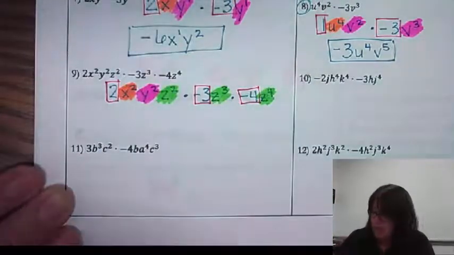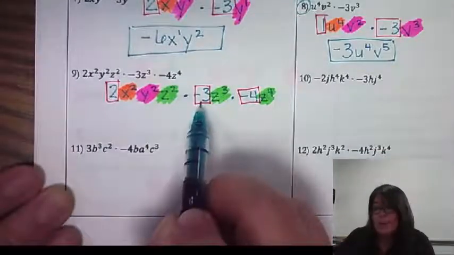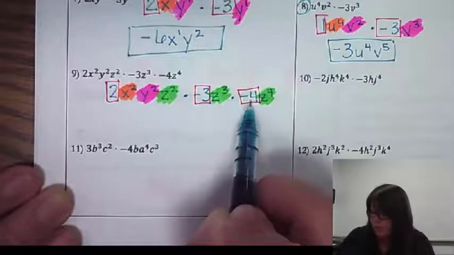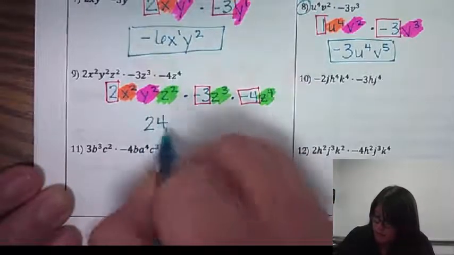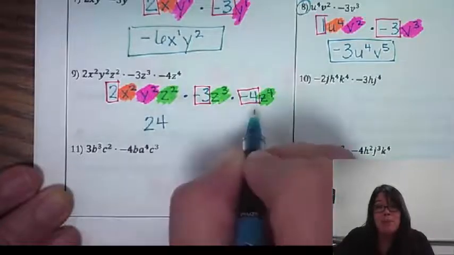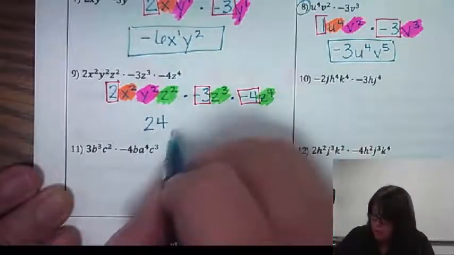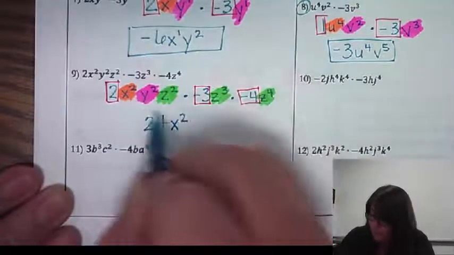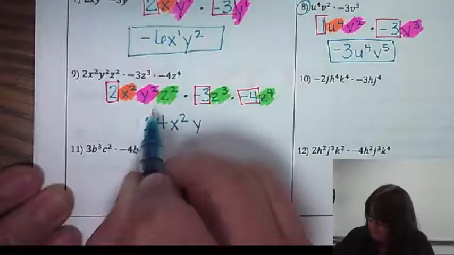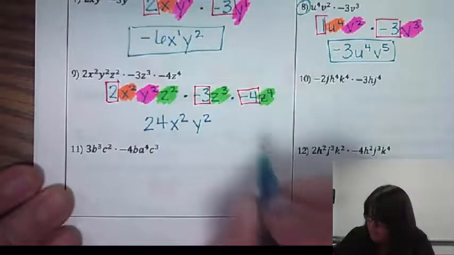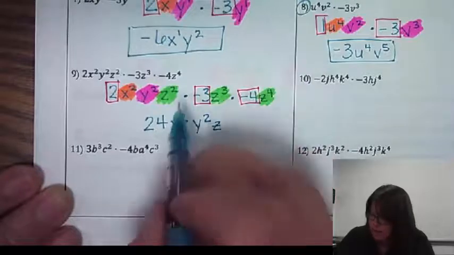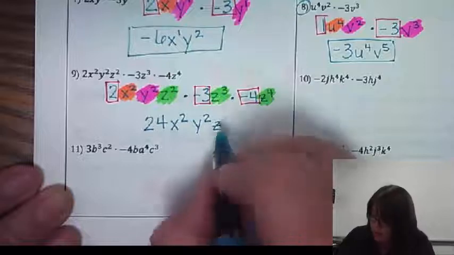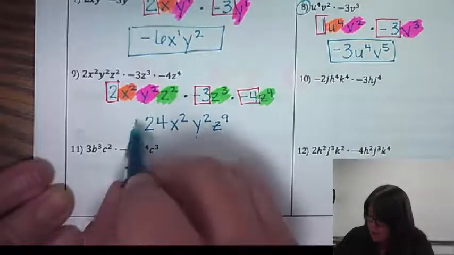Now to actually do the multiplication. 2 times -3 is -6. Negative times a negative is positive, and 6 times 4 is 24, so positive 24. Now I'm going to go through and add up my exponents, keeping my bases the same. So for my X base, I have just 2. For my Y base, I have just 2 again. So that'll stay the same, nothing to add up there. For my Z base, I have 2 plus 3, that's 5, plus 4 is 9. So my new exponent is 9. And there's my final answer.